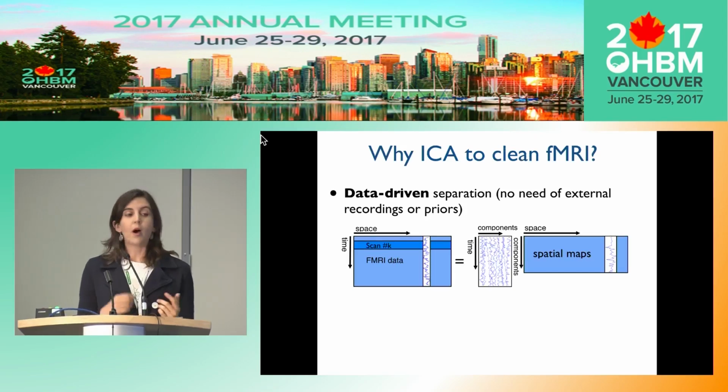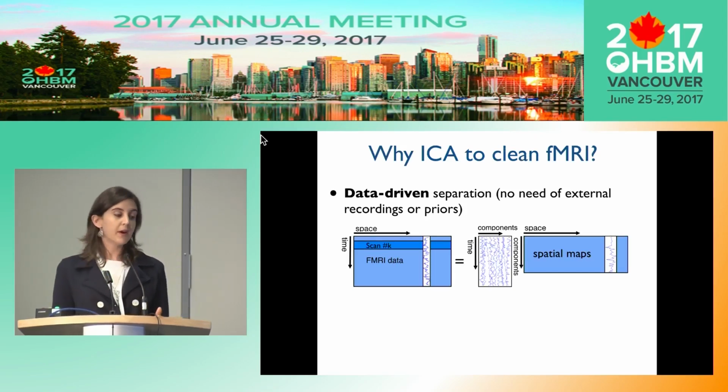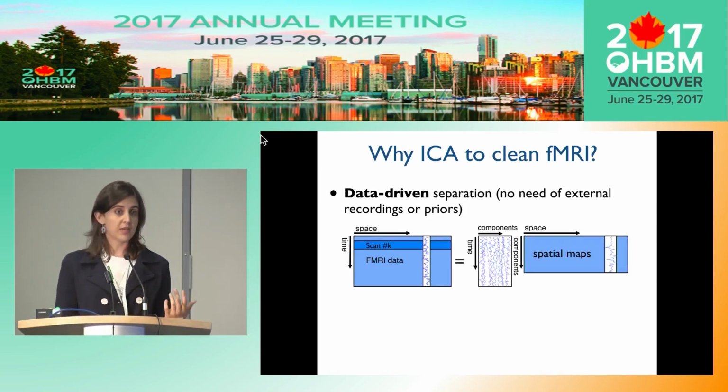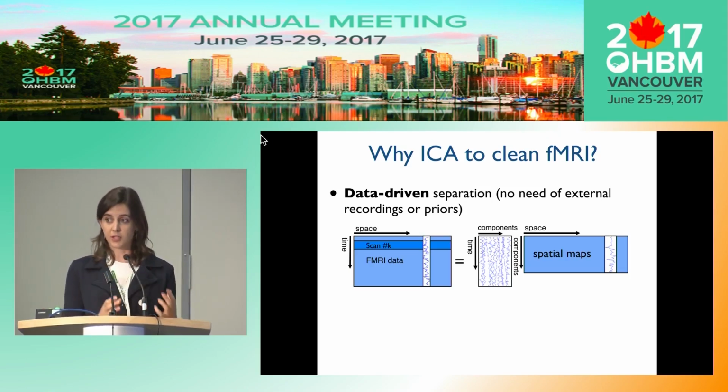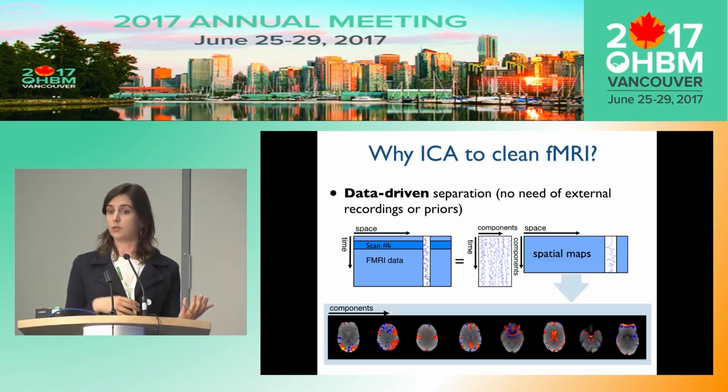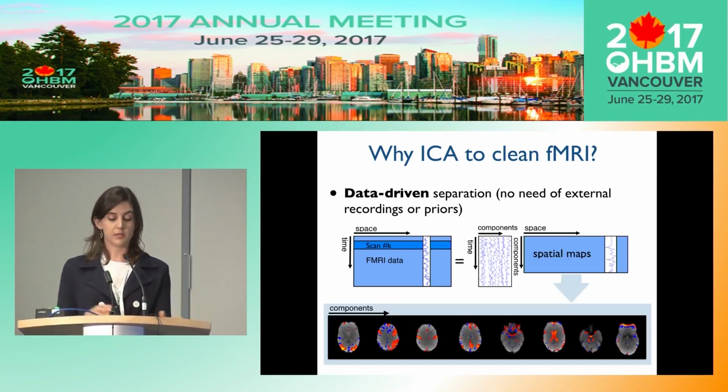So why should we use ICA to clean fMRI? The good thing about it is that it's data-driven. So if we don't have external recordings, or if we don't want to use any strong prior, any region of interest, this is very good because it's just data-driven. We just decompose the data into a set of time series and spatial maps, and some of them will be related to signal, some of them will be related to noise.